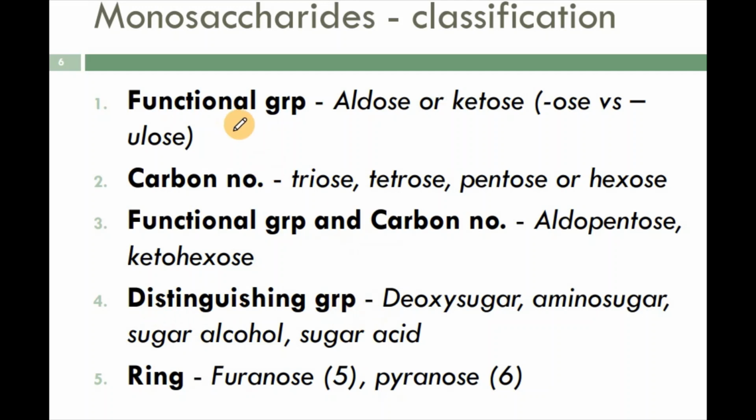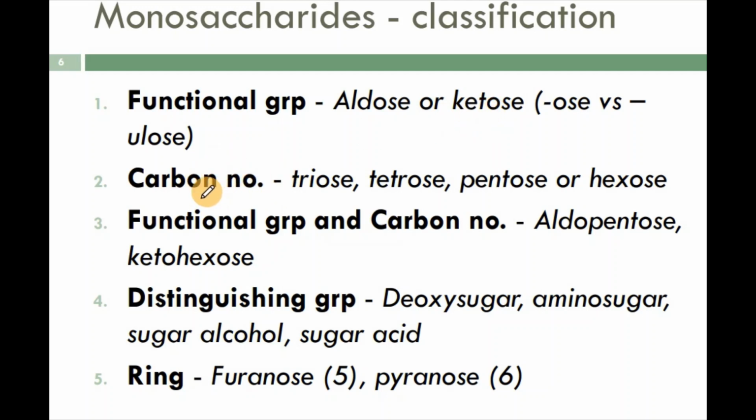For example, if you have a functional group category like aldose or ketose, an aldose sugar, or let's say monosaccharide, is a monosaccharide which contains an aldehyde functional group. We're going to have examples in the next slide. Or say a ketose sugar is the one which has a ketone group. So we have aldose from the word aldehyde and ketose from the word ketone. The next one is the number of carbons.